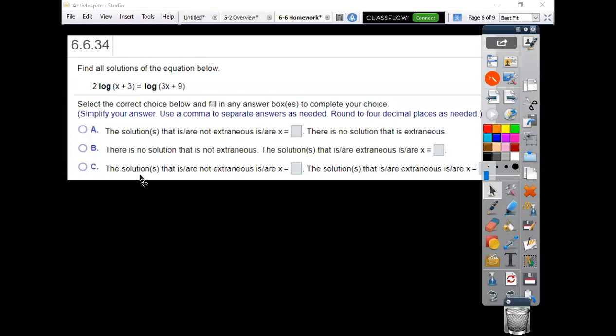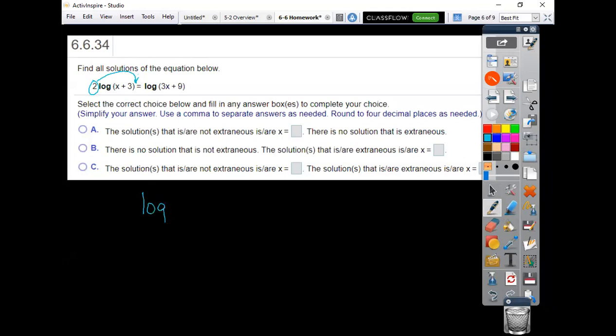Okay, cruising right along here, problem 6.6.34. 2 log base 10 of x plus 3 equals this. Just like our last one, except it's log base 10 this time. So if you watched the last video, this is going to be the same approach.